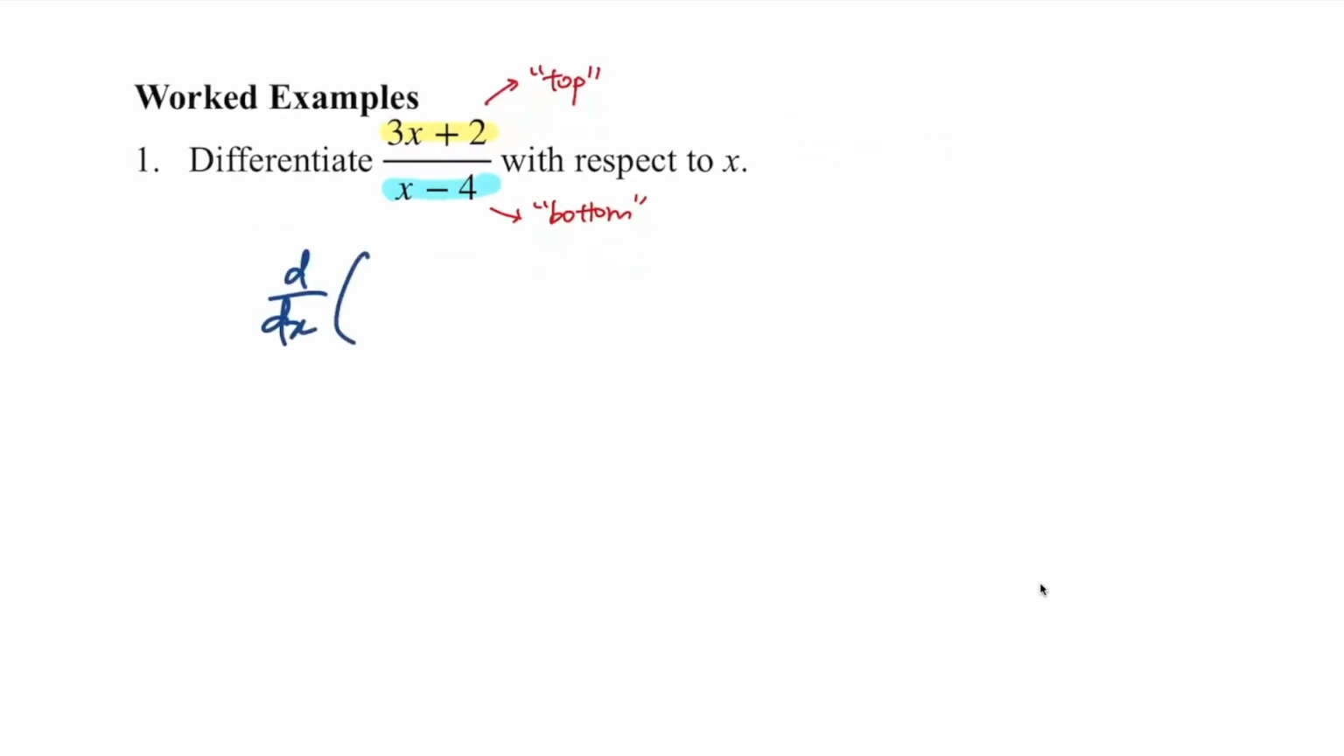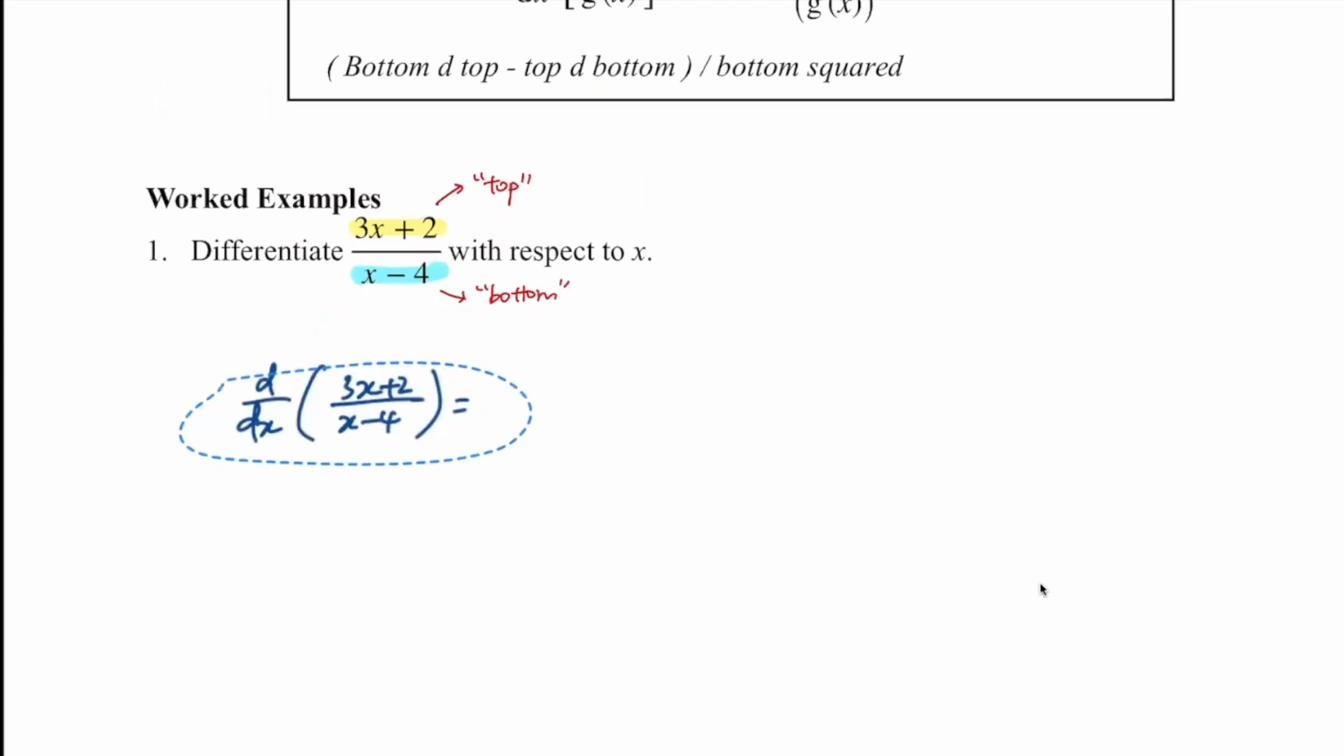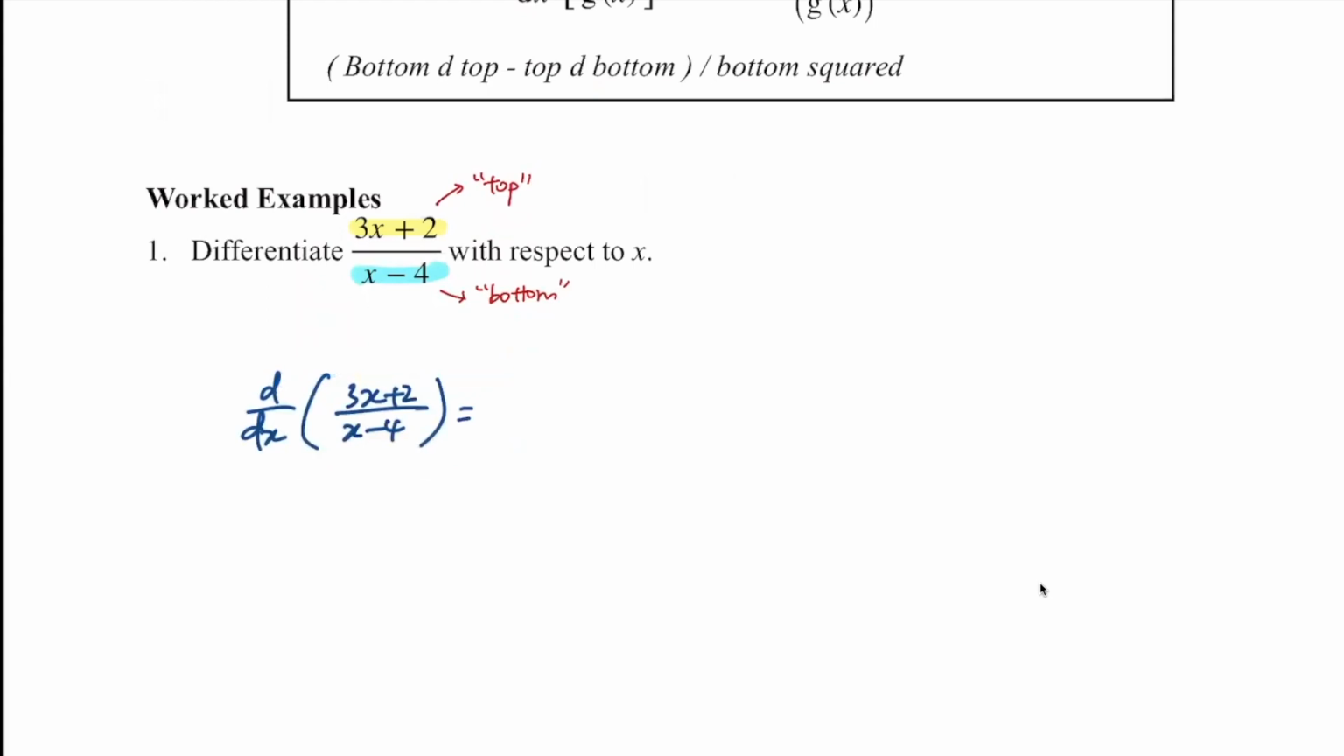Okay, so let's talk about how to use the quotient rule. What you need to remember is this lingo here: bottom d top minus top d bottom over bottom squared. I'm going to write it down slowly. Bottom means that I write down x minus 4. When I say d top, I mean differentiate the top. When I differentiate the top, I get 3. So bottom d top.